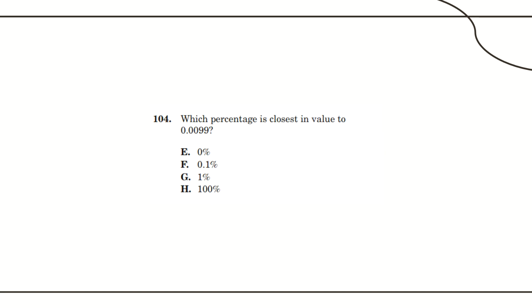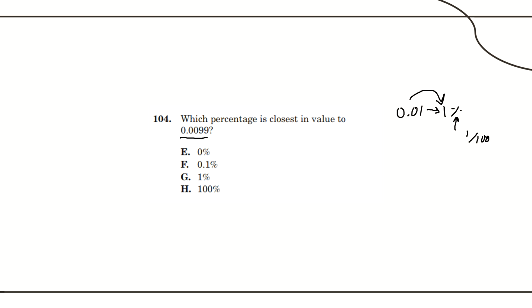In this question, it says, what percentage is closest in value to 0.0099? Okay, so here, obviously, this isn't a percentage, this is a number. So how do we get from a number to a percentage? Well, let's say we have 0.01. This would be 1%. So what we're actually doing here is we're multiplying by 100, because this percentage sign means 1 over 100.